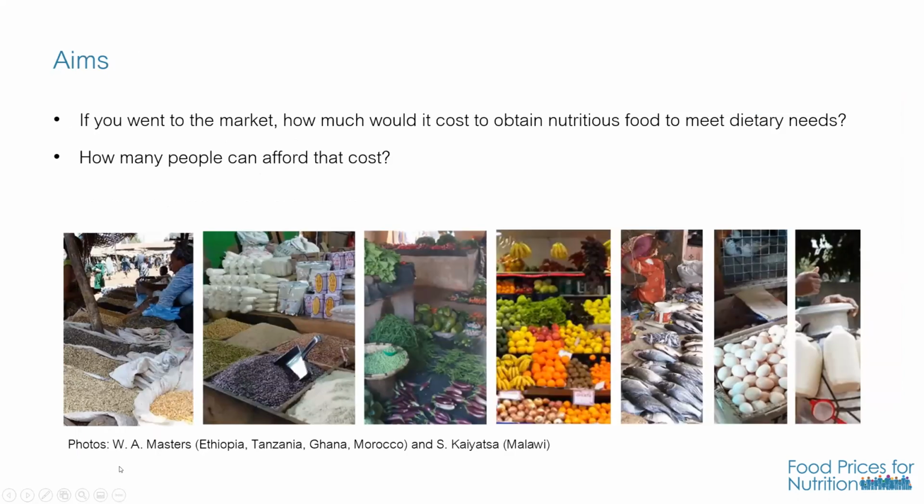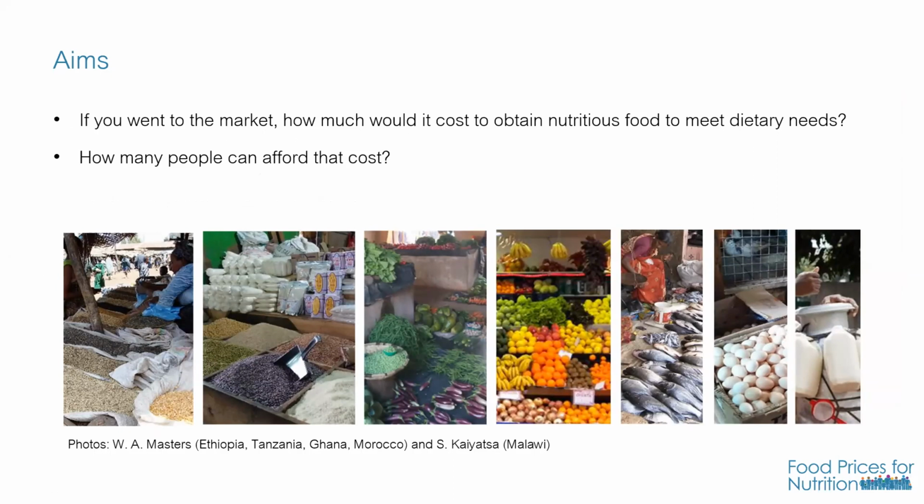More specifically, the central questions that we tried to answer with the Food Prices for Nutrition metrics is, if you went to a market, let's say in Ghana, how much would it cost to obtain nutritious food to meet dietary needs? And how many people would be able to afford that cost? And as you can tell, we're really focused here on markets and retail prices.